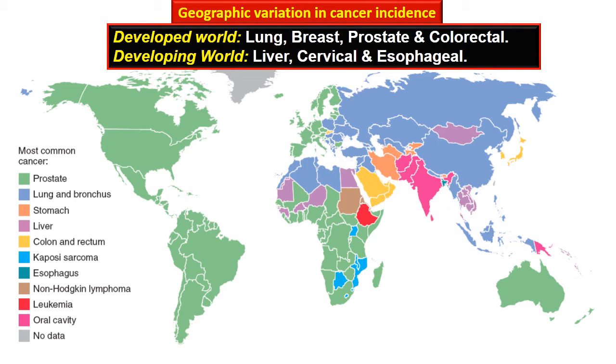Kaposi sarcoma is a tumor that is associated with HIV infection, and it is common in some African countries. The sea green color, you can see that this greenish color is for prostate, and it is a disease or a carcinoma of the advanced world mostly. The commonest tumor is the prostate tumor.